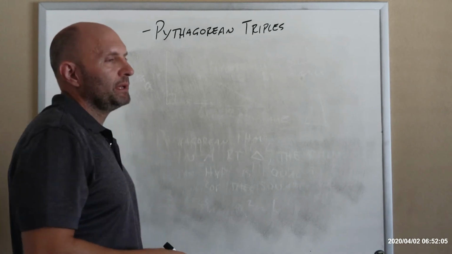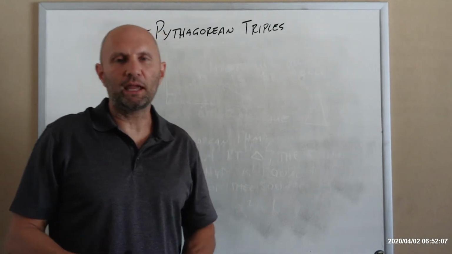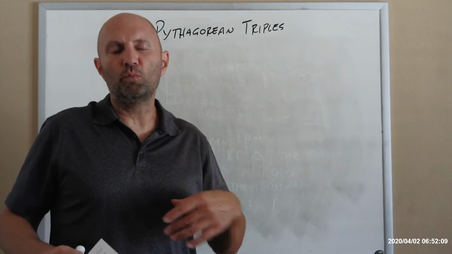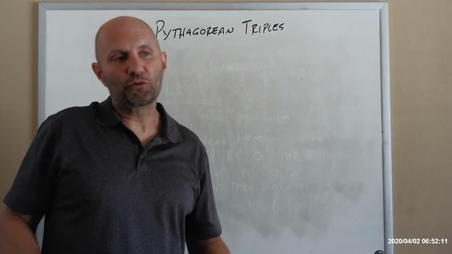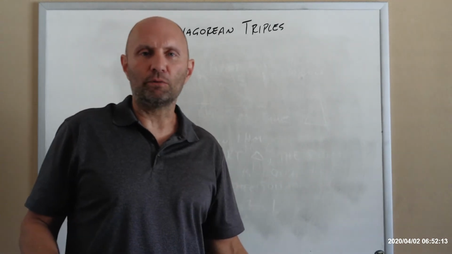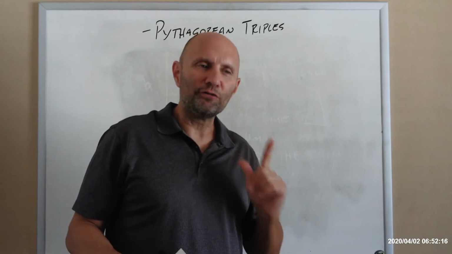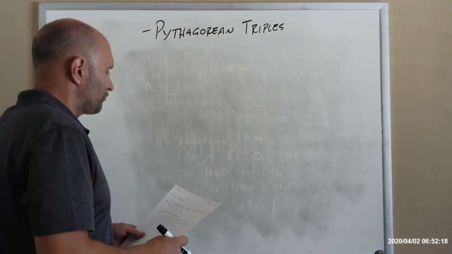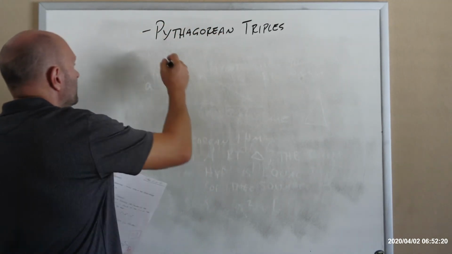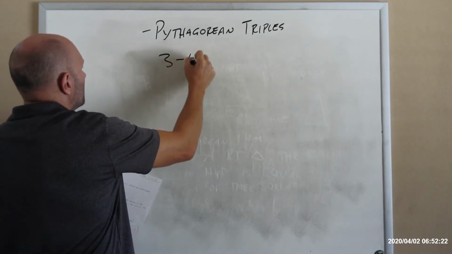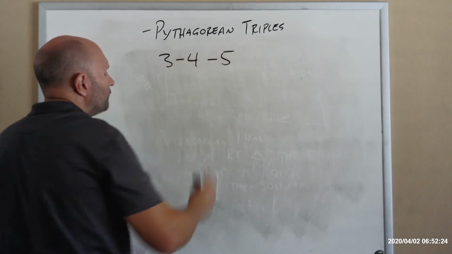So what this means is, in general, we can't just say, oh, the triangle can be 1, 2, 3, because 1 squared plus 2 squared is not equal to 3 squared. But there are some triangles where the numbers work out nicely. The first one is 3, 4, 5.